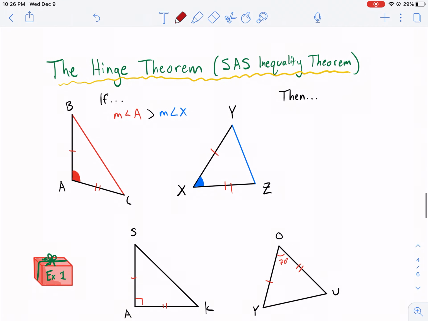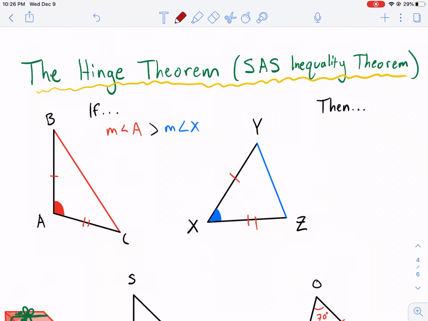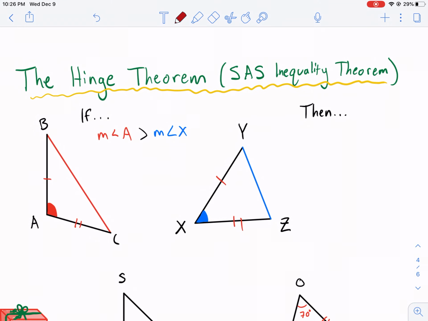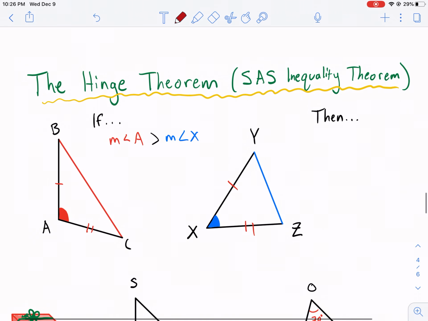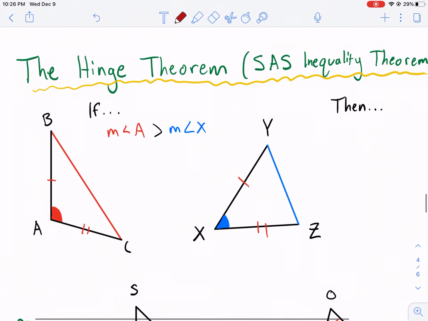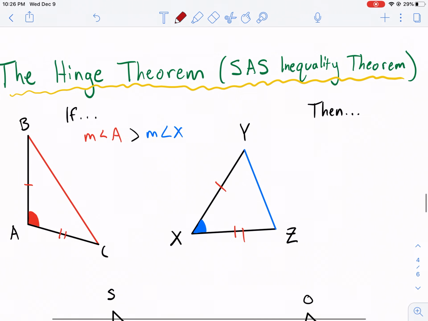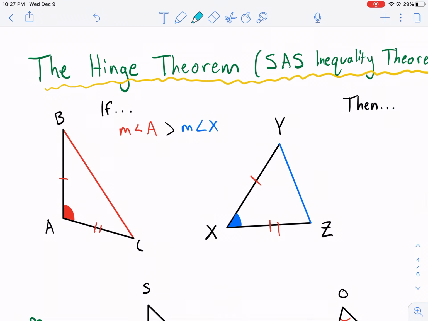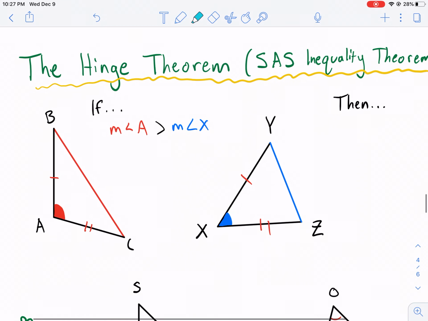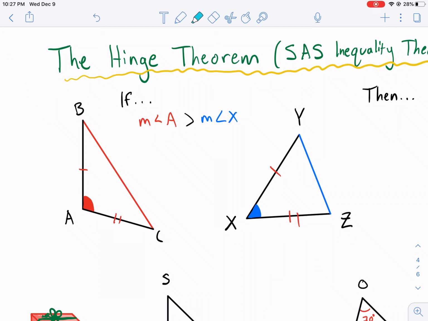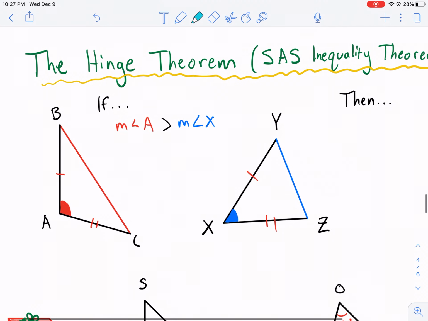The Hinge Theorem essentially builds off our understanding of side-angle-side equalities, I should say. And this is the side-angle-side inequality. So that's the only difference. It's this inequality instead of congruence. So what does that mean? You're like, what? I just got done learning about side-angle-side congruence, and now you want to throw inequality into the mix? Well, it's similar in the sense that, look at these two triangles.